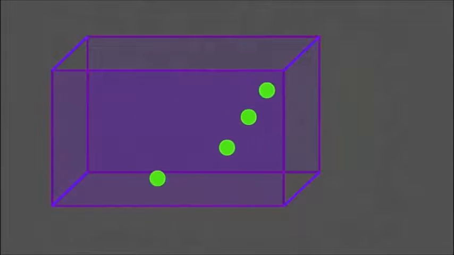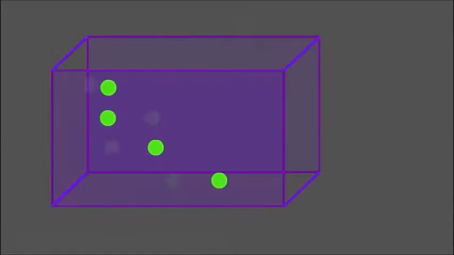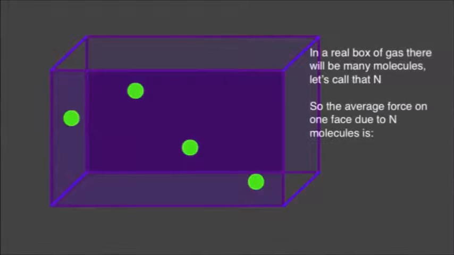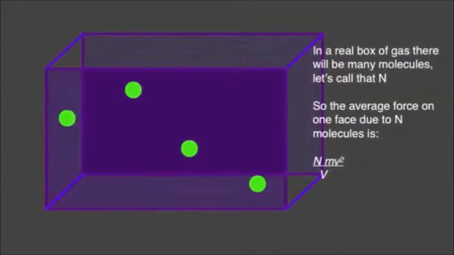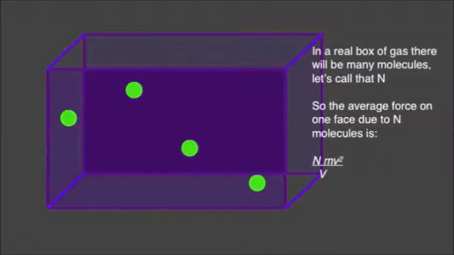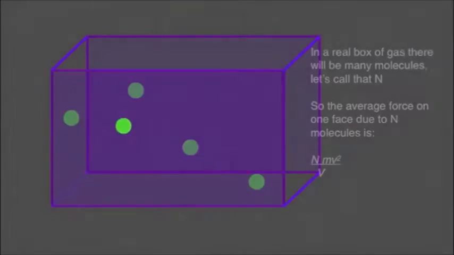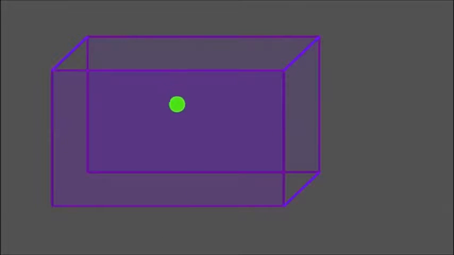Now, of course, we expect that there are a large number of molecules in the box, all going backwards and forwards. We don't know what that number is, so we'll give it simply the symbol capital N. So the force on one face due to N molecules bouncing backwards and forwards will be N mv squared over V. And of course the molecules won't just be going sideways, they'll be going up and down and backwards and forwards.